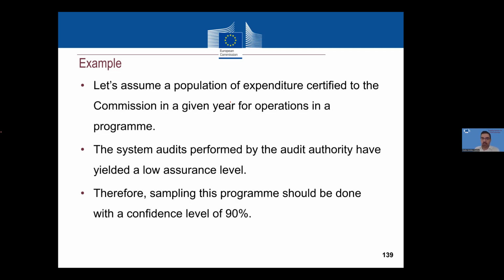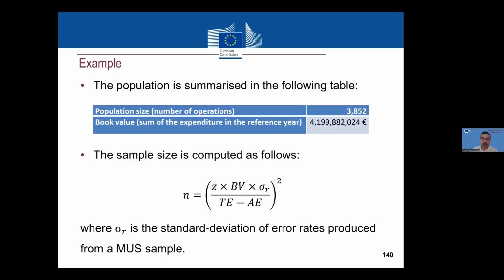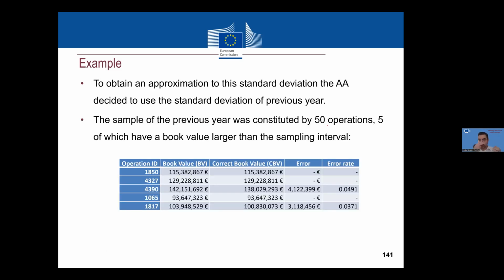Thanks. So let's go to the numerical example under MUS. So we have this population of expenditure. Let's in this example use a 90% confidence level, 3,800 something operations, 4.2 million euros of expenditure. Let's calculate the sample size as usual.